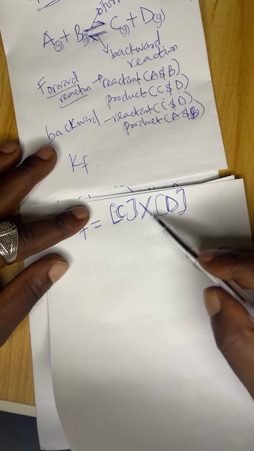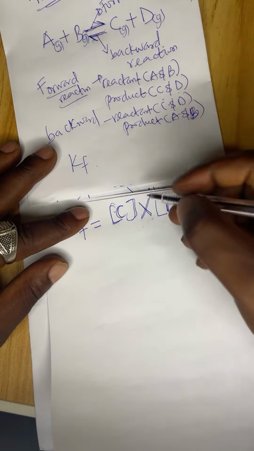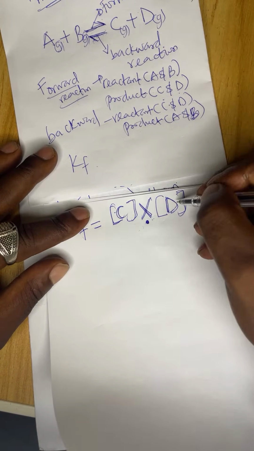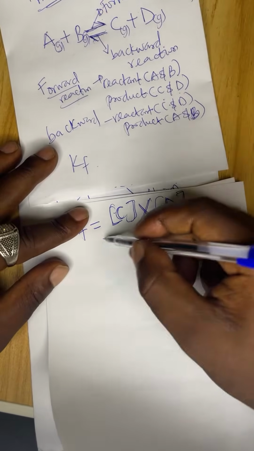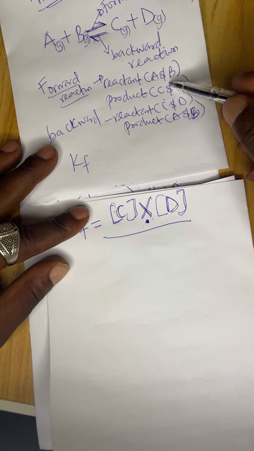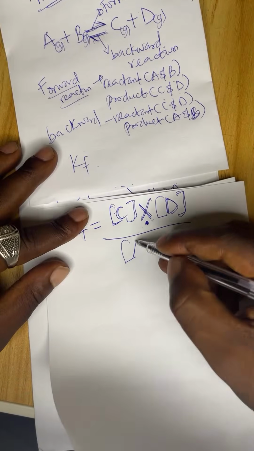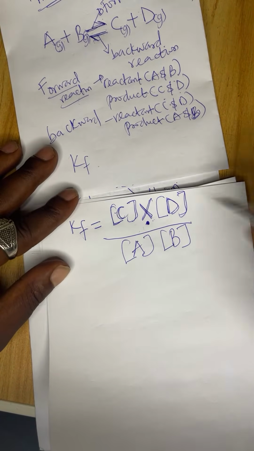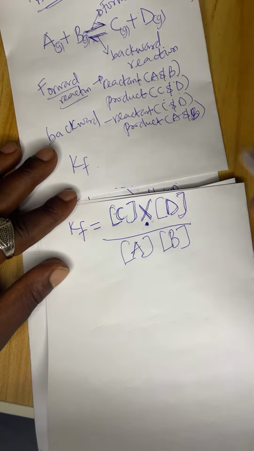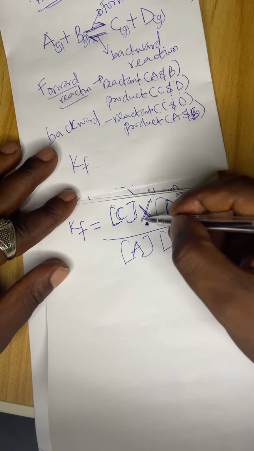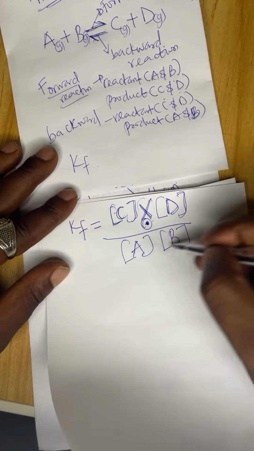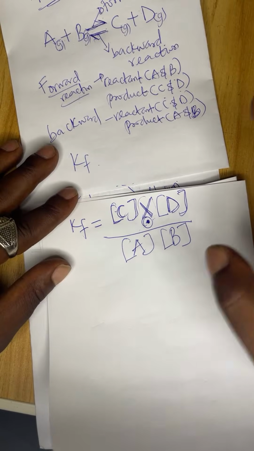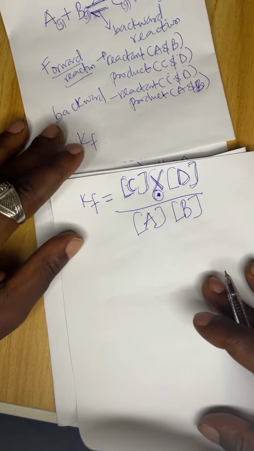JAMB will put addition as option A. You go and miss it. They can either put multiplication, or they put dots, or they don't put anything, so they can write it in different ways. Over, what is the reactant? A and B. They can write it like this, A, then they write B. This also means multiplication, but it is never addition. So it's either you see dots, or you see multiplication, or you don't see anything. These are the ways to show that it is multiplication.